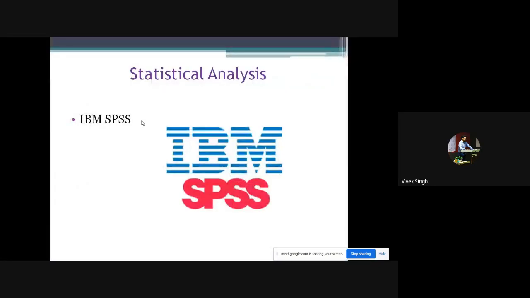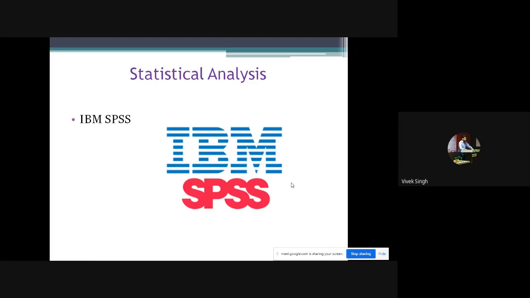Then for statistical analysis, we have IBM SPSS. I actually started training on this particular software I think one year back only. This was something new for me, and I'm also looking for more software in statistical analysis. There is also MATLAB which can be used. I'll also explore MATLAB more, and that can also be useful.